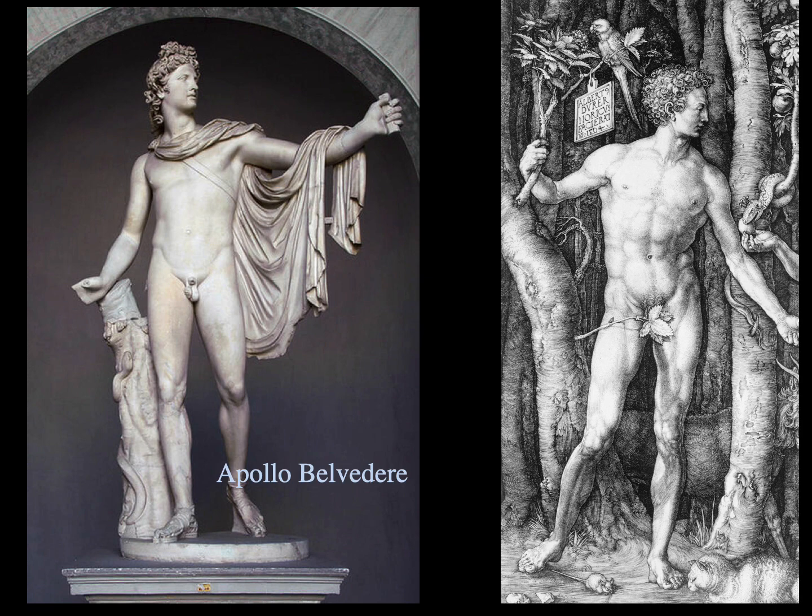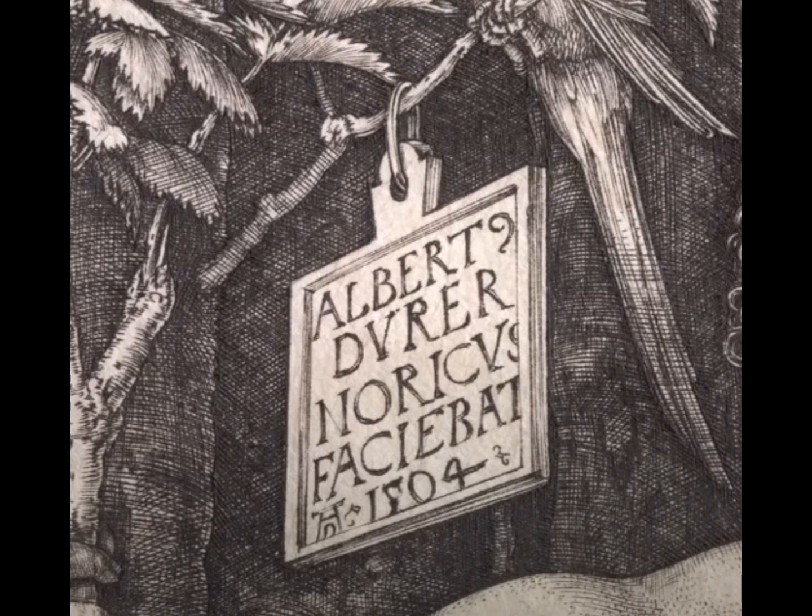The figure of Adam is reminiscent of the Hellenistic Apollo Belvedere, excavated in Italy late in the 15th century. In Latin, this reads, "Albert Dürer from Nuremberg made this in 1504."